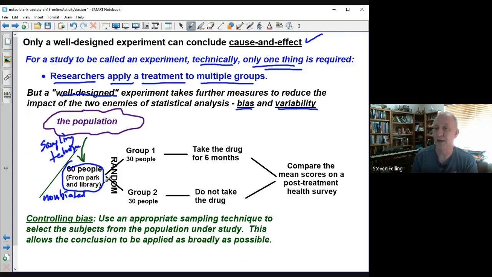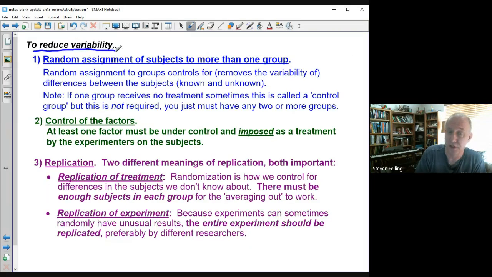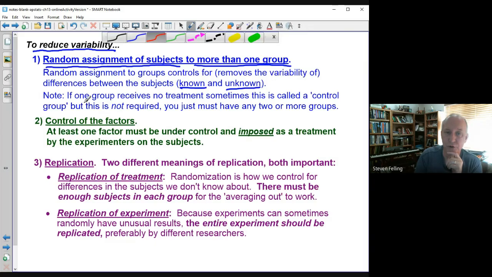But then once you do that, there are some things you can do in the experiment design to be able to establish cause and effect. To reduce the variability, in addition to just applying a treatment, you want to include random assignment of subjects to the groups. And we can see from our activity today why that's so critical, because that will control for or remove the variation of the differences between the subjects that we know about and don't know about that are not under control, right? By the way, if one group receives no treatment, it's sometimes called a control group, but that's actually not required.